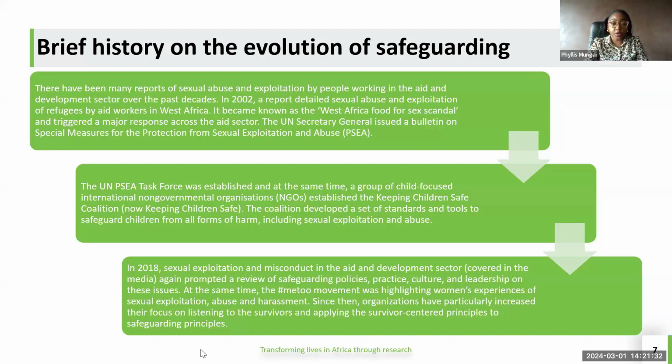At the same time, in 2018, when this scandal was going on, the Me Too movement had also come up, and this was highlighting women's experiences of sexual exploitation, abuse, and harassment at the workplace. So, ever since then, organizations have particularly increased their focus on listening to the survivors and applying the survivor-centered principles to safeguarding.